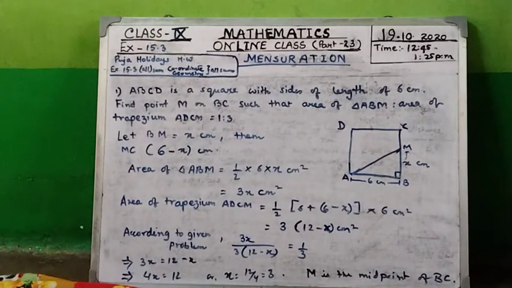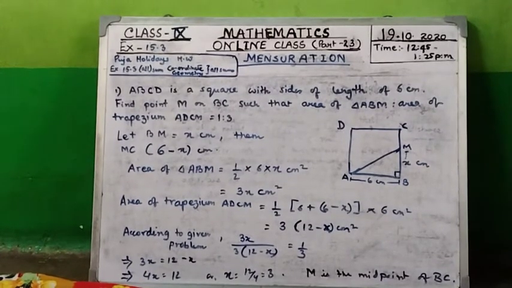ABCD is a square with sides of length 6 cm. Find the point M on BC. You look at the figure, ABCD is a square. Though my figure is not a perfect square, you can understand it is a square and point M is on BC, such that the area of triangle ABM to the area of trapezium ADCM is 1:3.